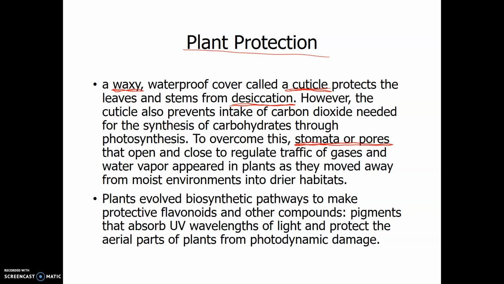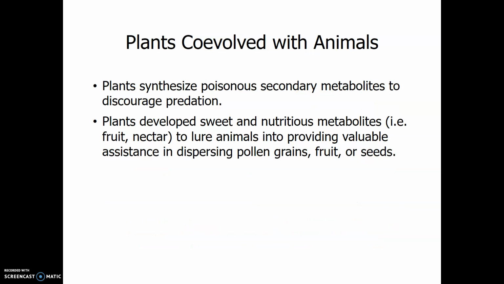So then it says plants evolved biosynthetic pathways to make protective flavonoids and other compounds, pigments that absorb ultraviolet wavelengths of light and protect the aerial parts of the plants from photodynamic damage. So that's just other pigments in the plants and flavonoids, different chemicals like that, that are produced to protect the plant from the damaging ultraviolet rays from the sun. Kind of like melanin protects our skin.